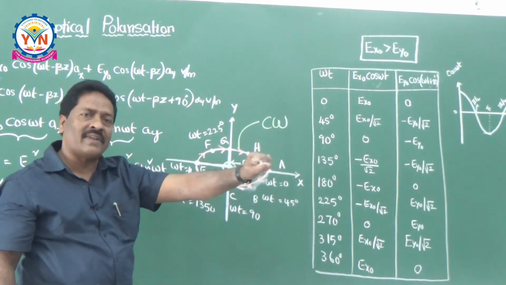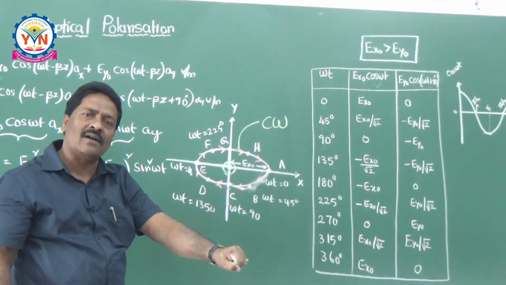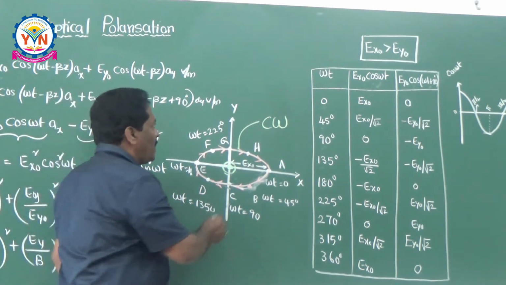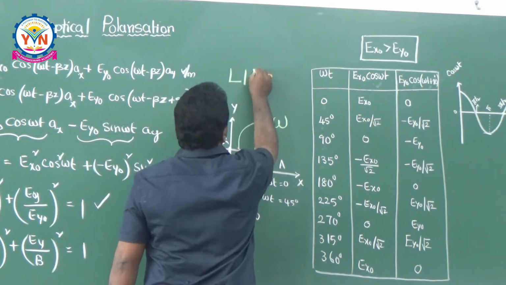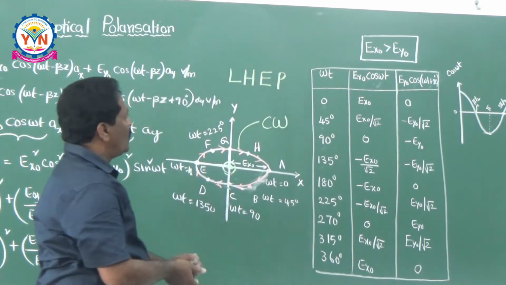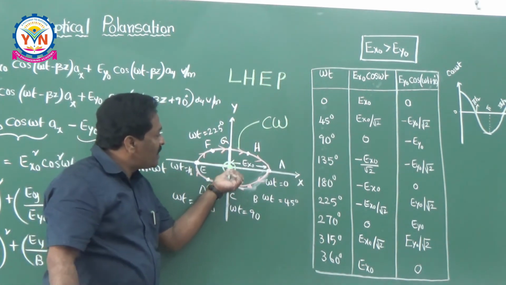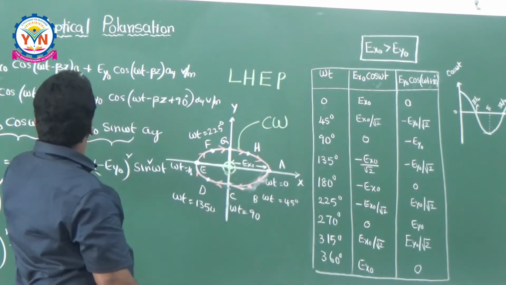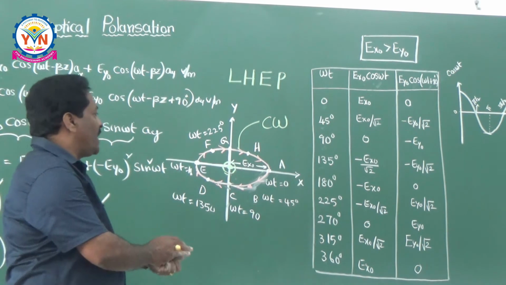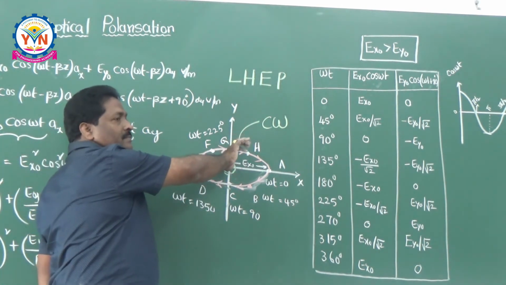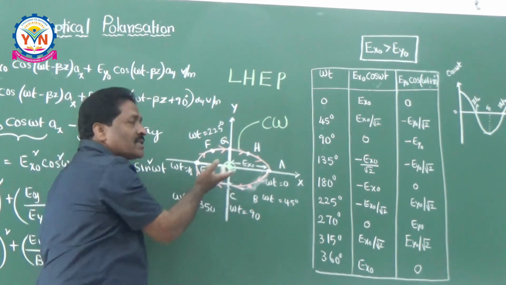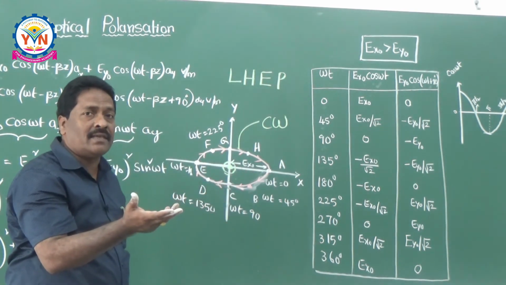That's why my left hand is matching here. So that's why it is called left hand elliptical polarization, LHEP. Okay. So now if the direction changes, instead of taking a positive z direction, if I take a negative z direction, then the right hand thumb will do this. Then it becomes RHEP. Even when the direction changes, your polarization may change.